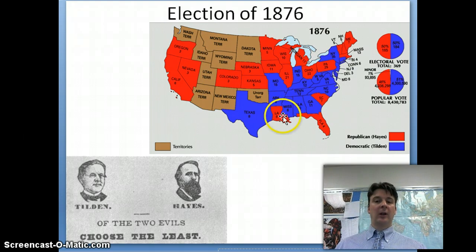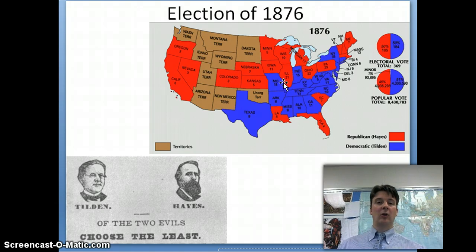South Carolina, Florida, and Louisiana were in dispute. Both parties, the Democrats and the Republicans, claimed that they had won those states. So as a result, it was unclear who was the president. It went to the House of Representatives, and the House of Representatives was controlled by the Republicans, so that helped. But also an informal deal was made that they allowed Rutherford B. Hayes to be named president on the condition that they would end Reconstruction. And that is essentially what happened.